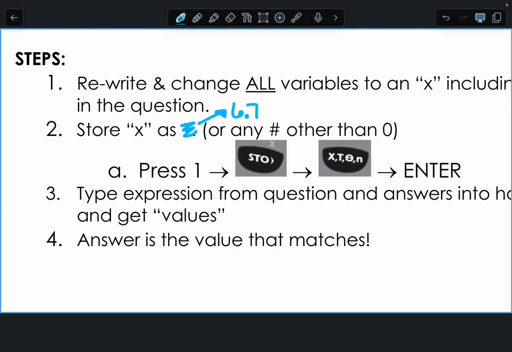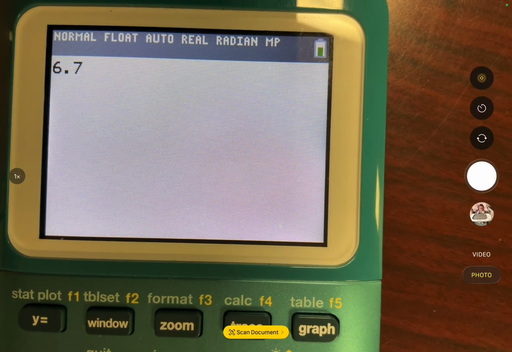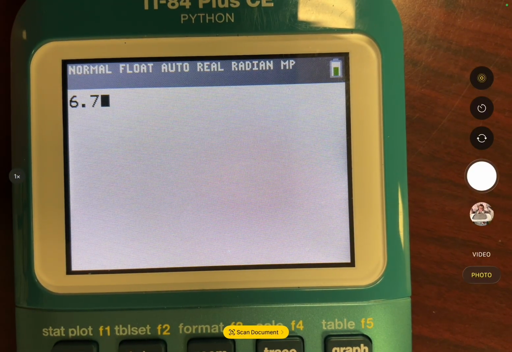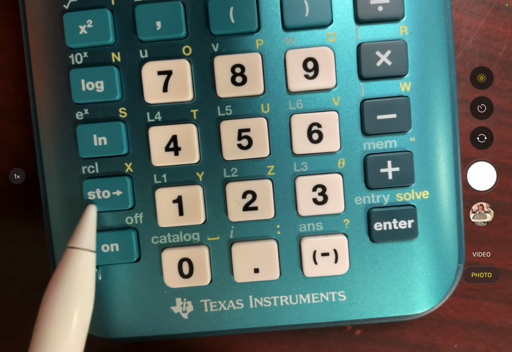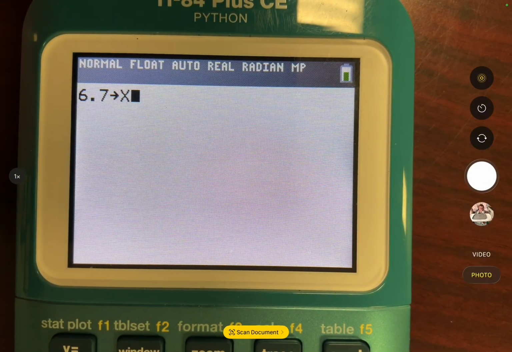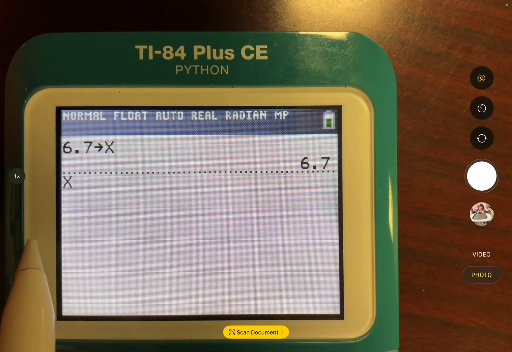Okay. So we're going to store x as 6.7. So you're going to press 6.7, press the button STO, and then press the X button, press enter, okay? I'm going to go through that with you. I'm going to go to my calculator, type in 6.7. Now, the store button is the button right above ON, right there. STO. So it'll create a little arrow in there, and then type the X, press enter. So what that does is anytime you type in an X into the calculator, into the home screen, it's going to plug in a 6.7.